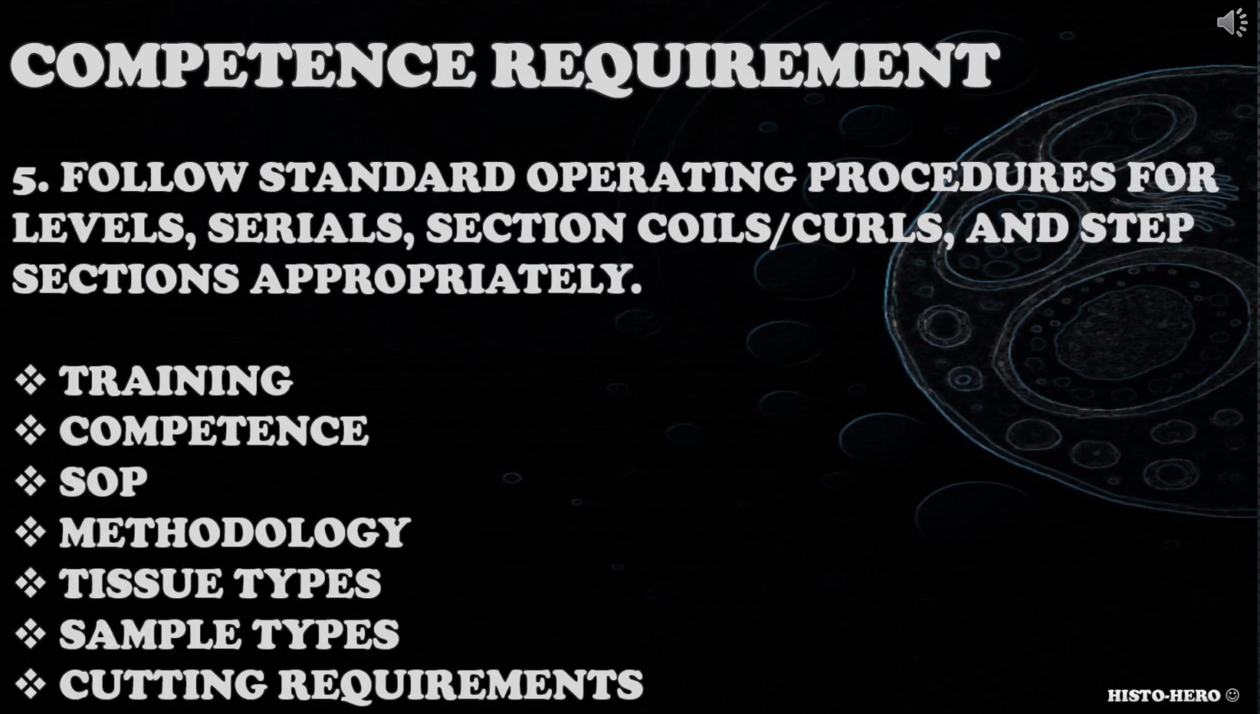The fifth competence requirement is for you to follow SOPs for levels, serials, section coils, curls, and step sections appropriately. What are levels, serials, curls, step sections? When are they used? Can you cut each of them? Consider your training, competence, SOPs, and methodology used, various tissue types you can cut sections from, various sample types and their cutting requirements.